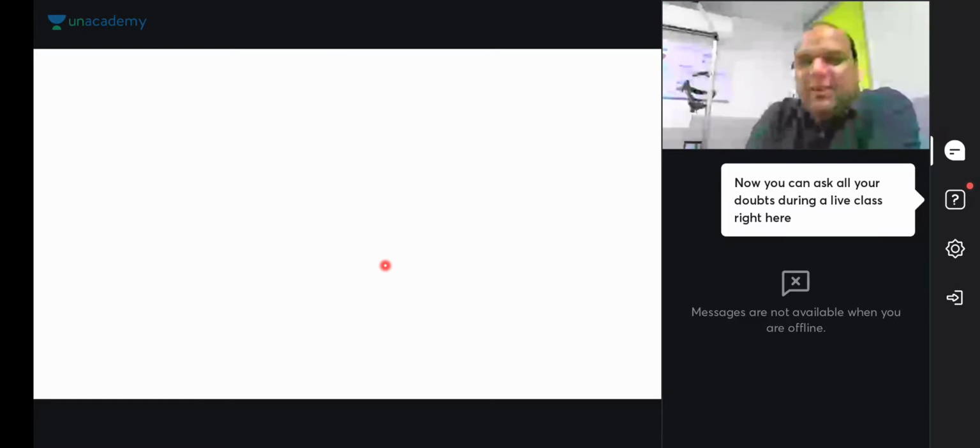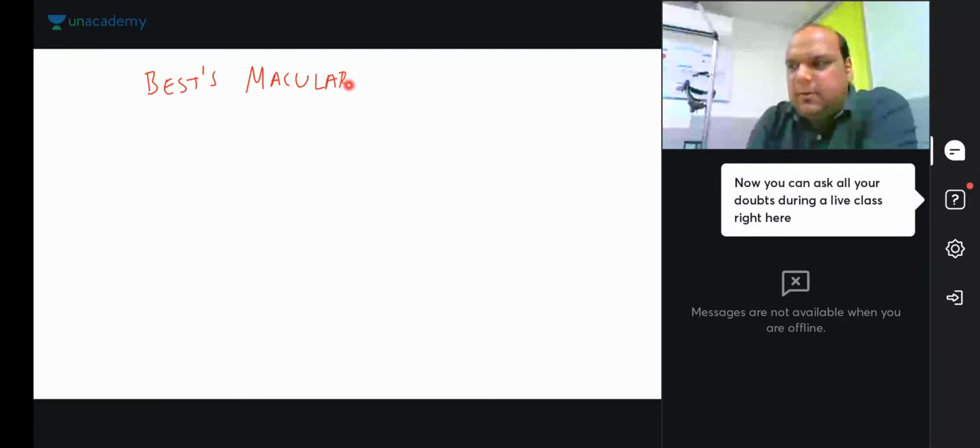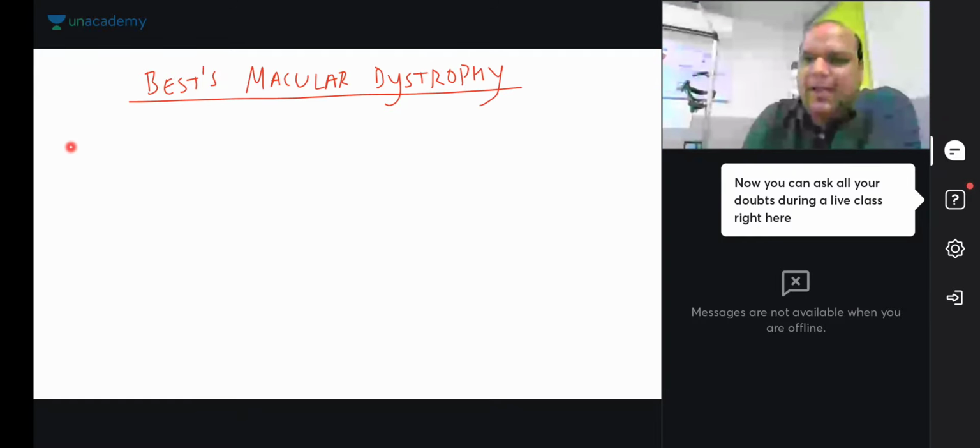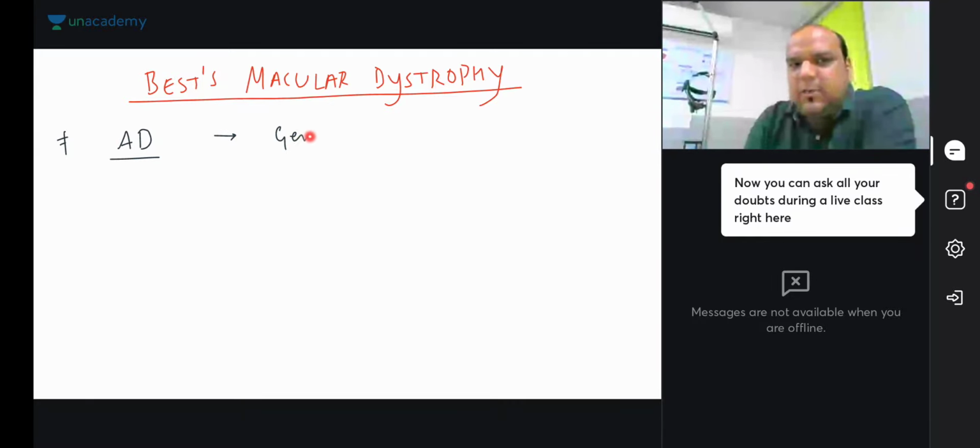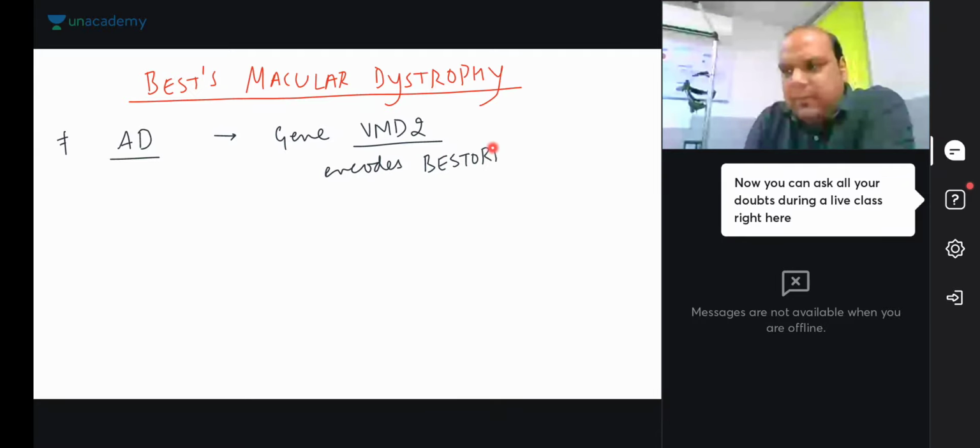The second fundus dystrophy is known as Best's macular dystrophy. Best's macular dystrophy. So now again, I'll proceed in the same way. What is the mode of inheritance? The mode of inheritance in this case is autosomal dominant. The gene is called VMD2, which encodes the bestrophin protein.